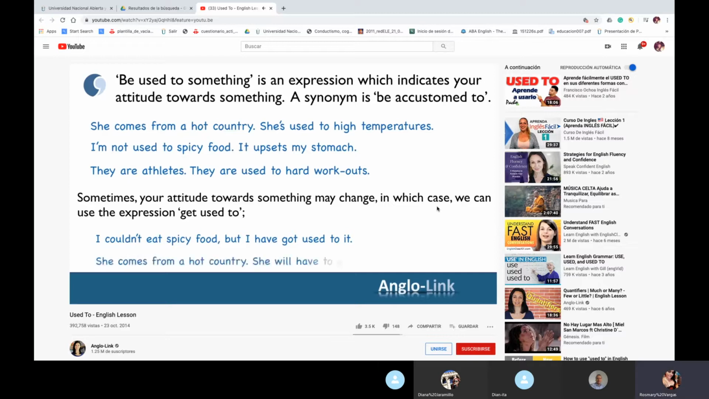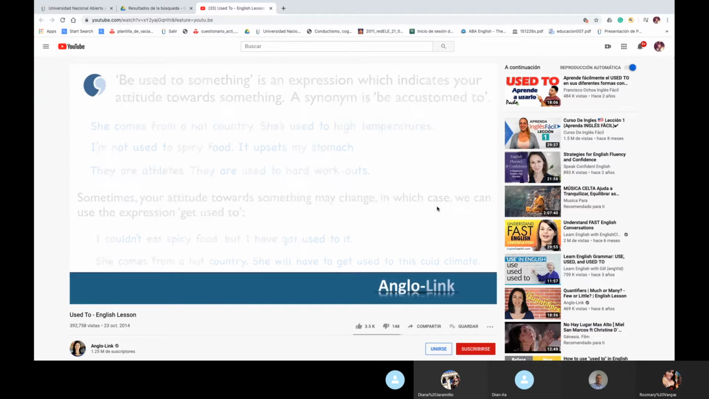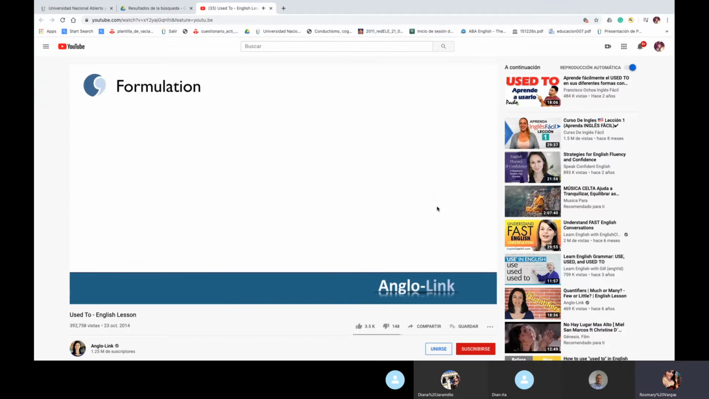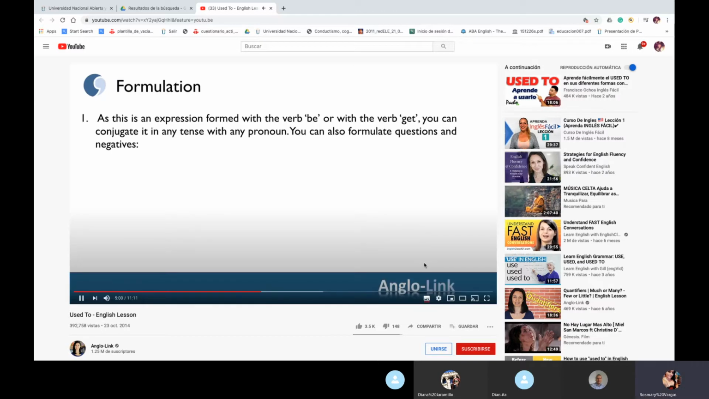She comes from a hot country. She will have to get used to this cold climate. Let's look at the formulation. As this is an expression formed with the verb be or with the verb get, you can conjugate it in any tense with any pronoun. You can also formulate questions and negatives.